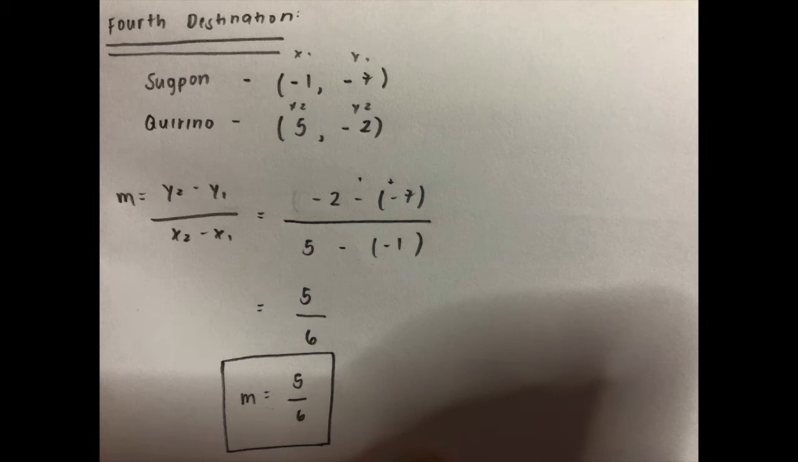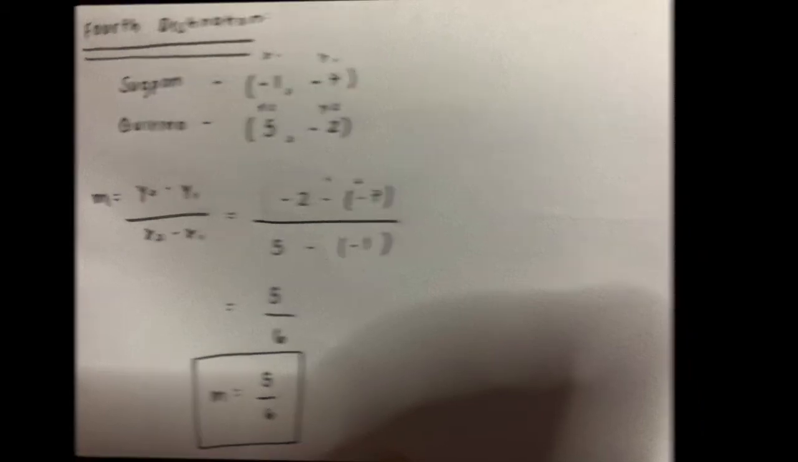We have to use the formula of slope again. Then we have negative 2 minus negative 7 over 5 minus negative 1. We have to change it into its opposite sign since it's the rule in subtracting integers. And then we're left with the slope of 5 over 6.